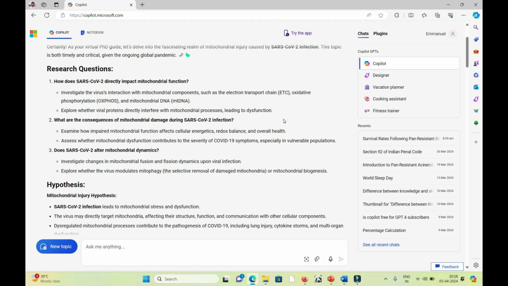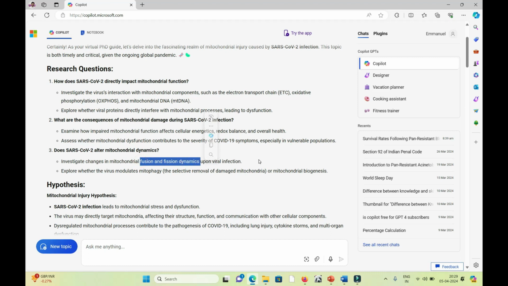The next research question it is telling, what is the consequence of mitochondrial damage during SARS-CoV-2 infection? So it is telling what happens after the infection, how the mitochondrial function affects the energetics of the cell and the overall health. The third one, it is giving me whether SARS-CoV-2 alters mitochondrial dynamics. For that, it is asking me to look into the fission and fusion dynamics upon viral infection.